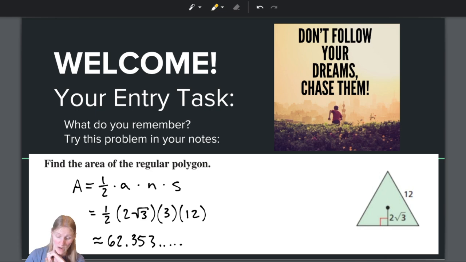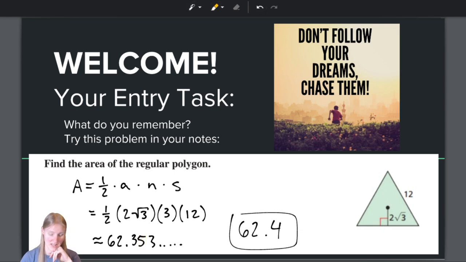This problem didn't say what to round to, so we get to decide. I'm deciding that I want the nearest tenth. The tenth is the first number after the decimal place, so this will stay 62 point. Ooh, will it stay 3 or will it go up to a 4? We need to examine the number after the 3, which is 5. 5 is big enough that that 3 goes up to a 4. And that is our area of the regular polygon.